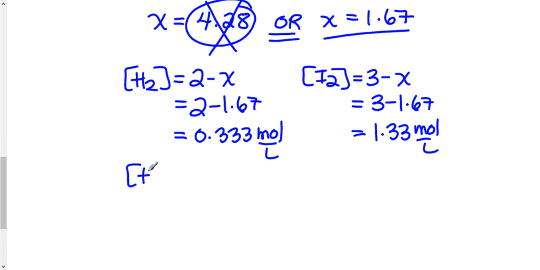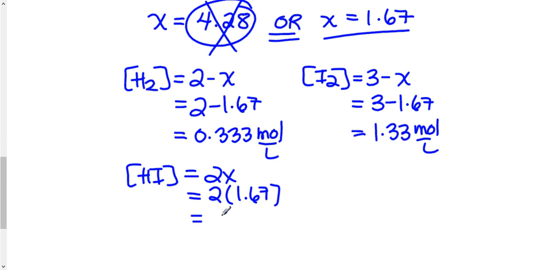And then, of course, don't forget about your product. So for hydrogen iodide, this is the easier one for most people. It's 2x. So 2 times 1.67, and that's going to give us 3.34 moles per liter.